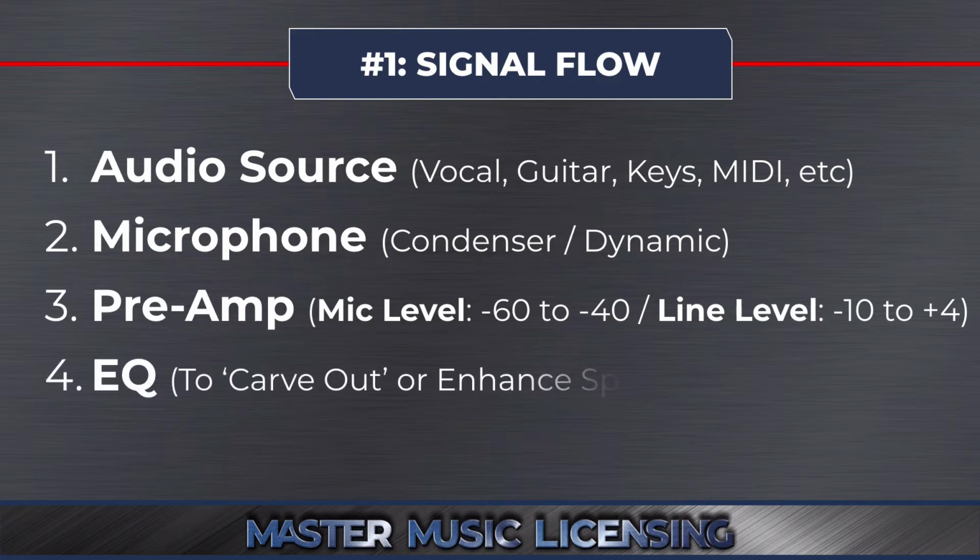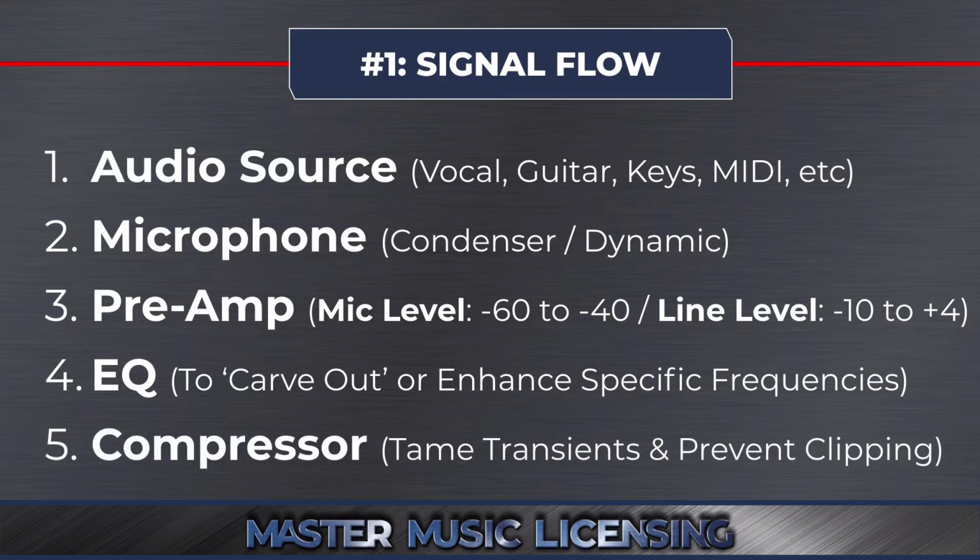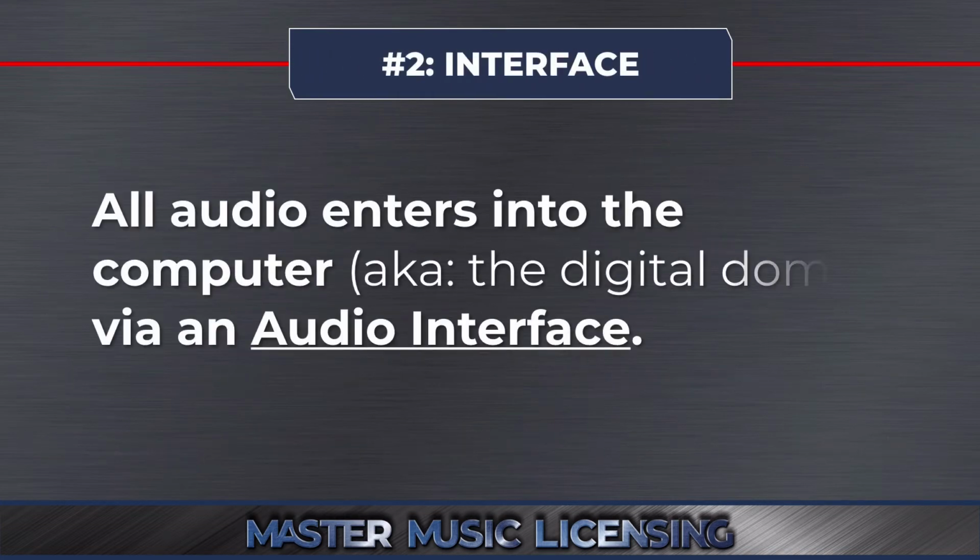The very next thing that we're going to do is adjust the EQ of that sound. There might be some frequencies that we know we're not going to use, or they're just problem frequencies. So we want to carve those out, or maybe we want to accentuate some other specific frequencies. So that's where an EQ unit is going to come into play. And then we're going to run that through a compressor just to tame any transients in the signal that might clip the audio and cause distortion. All right. Now that's our signal flow before we get to the interface.